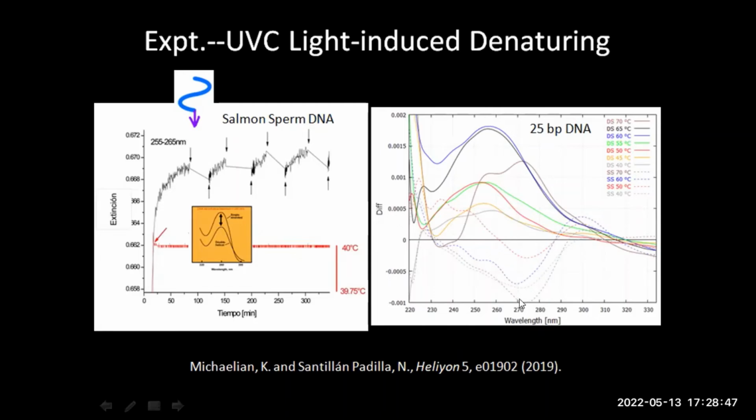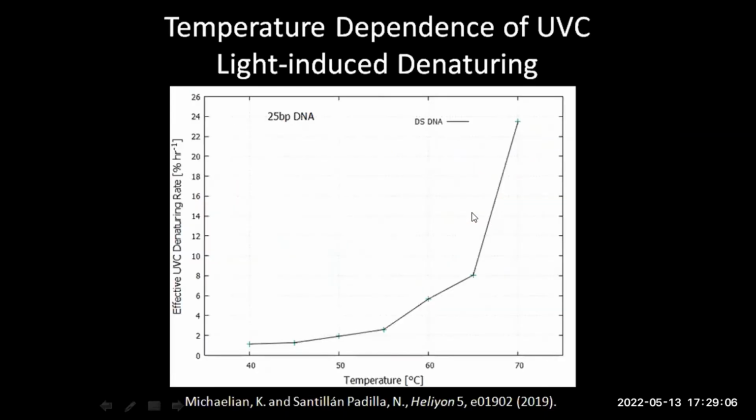And in fact, it was around 270 nanometers where formation of thymine dimers, which do decrease the absorption, has been detected. So this was just using double strand and single strand as a control to see if we can, in fact, get double strand denaturing, and in fact we do.